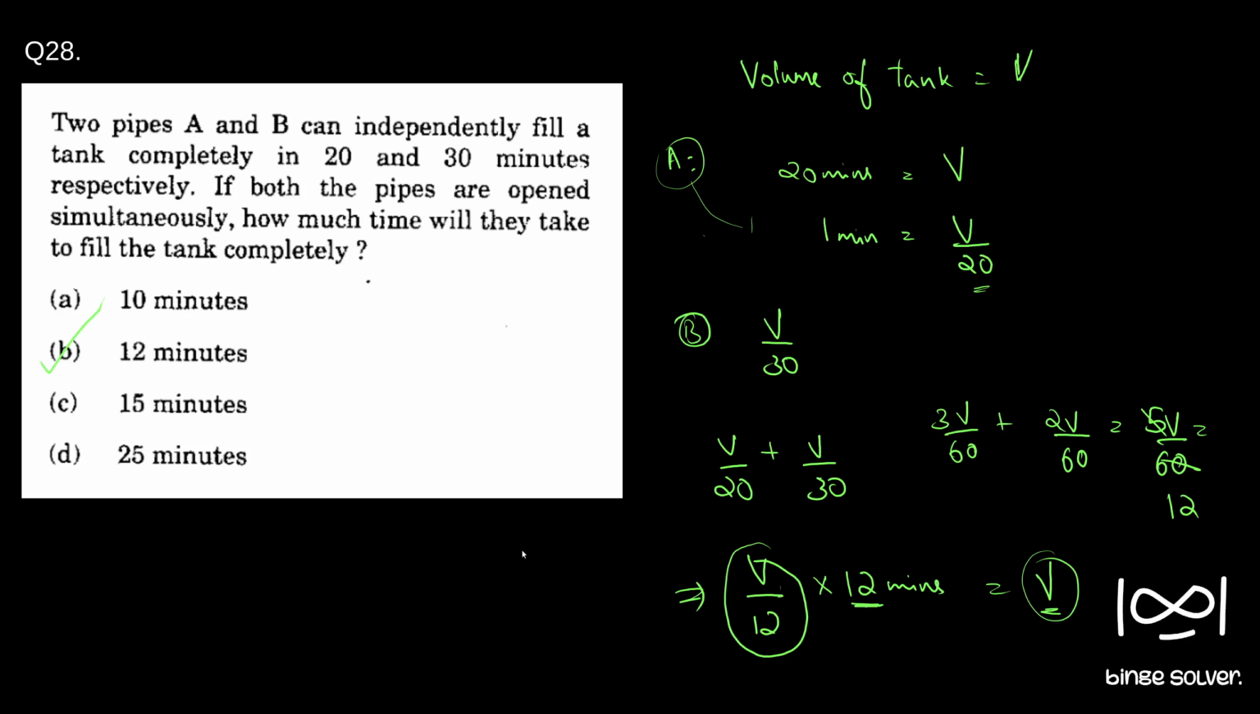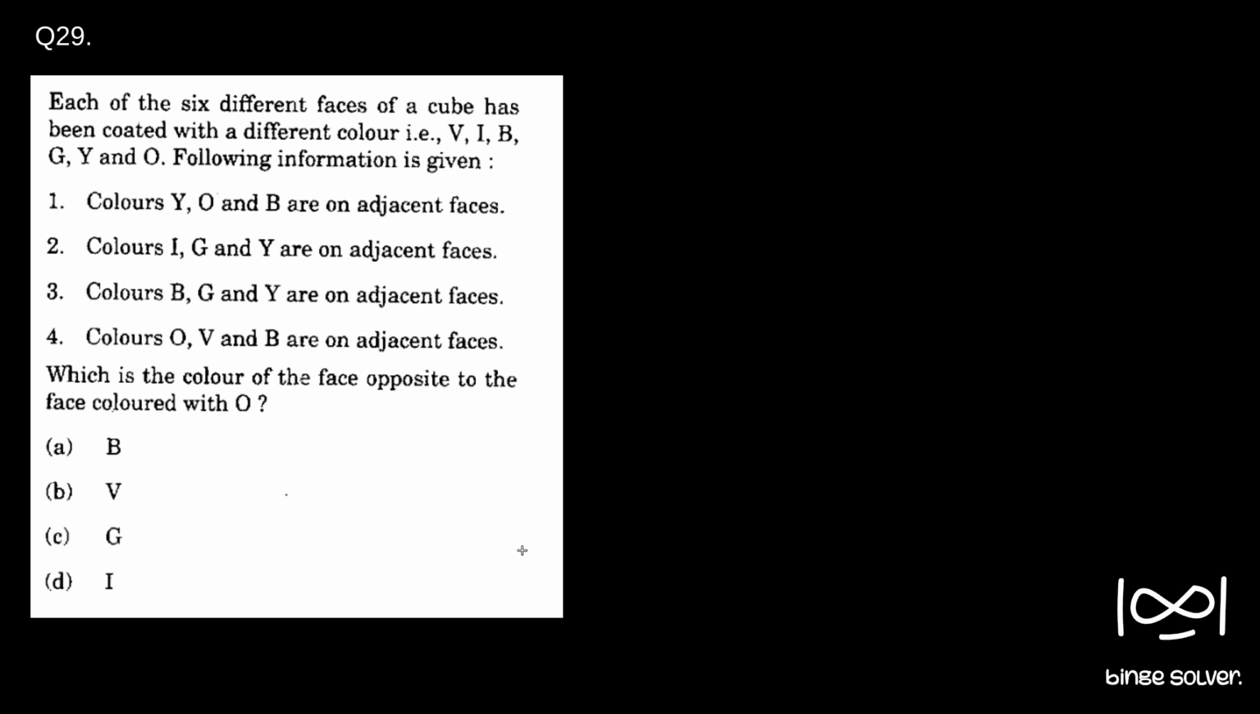Next question, question 29. Each of the six different faces of a cube has been coated with a different color, that is V, I, B, G, Y, and O. The following information is given. So a set of four statements is given. The question is, which is the color of the face opposite to the face colored with O? So we need to find all the face colors.